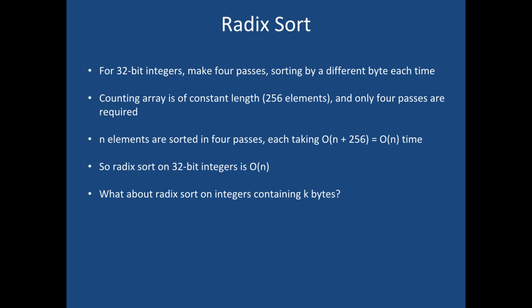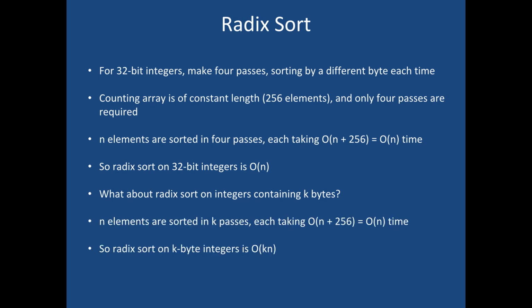Okay, what's the call? How many passes will we be making? K passes. And what's the complexity of each pass? N. So it's just k times n. But I claim that's linear. How can I claim that's linear time?